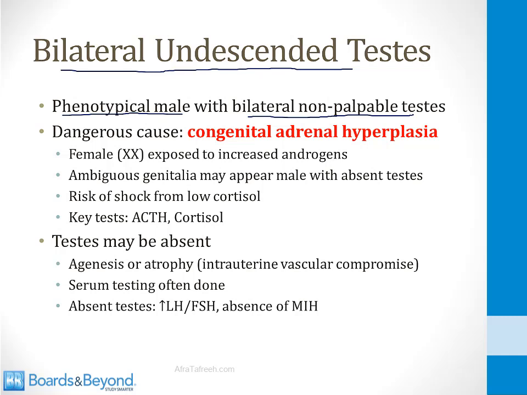The dangerous cause that you must consider in this situation is that the baby may not be a male, but may in fact be a female. This can happen in some of the congenital adrenal hyperplasias. In some of these disorders, females with two X chromosomes are exposed to increased androgens. This can lead to the development of ambiguous genitalia, and thus the baby may appear to be male with absent testes when in fact it is a female.